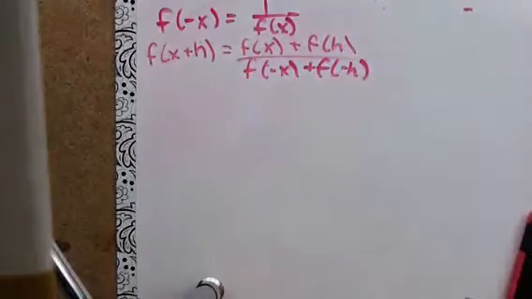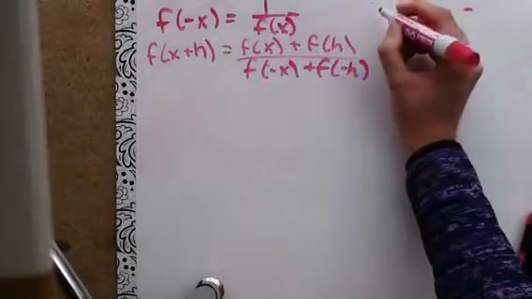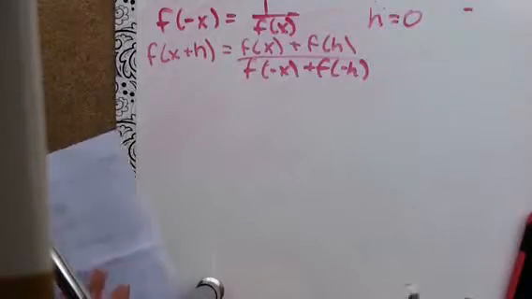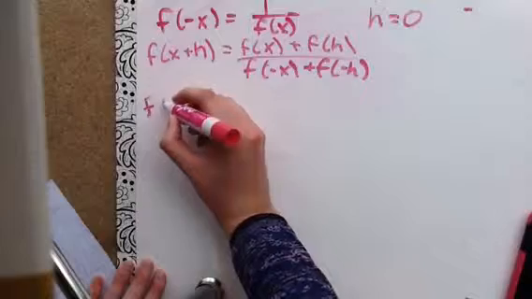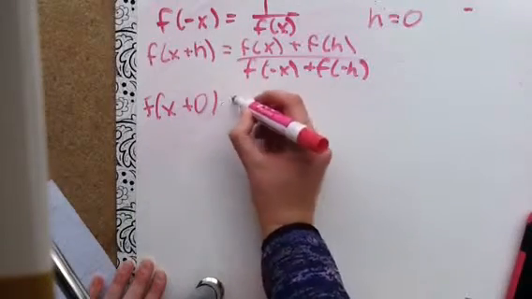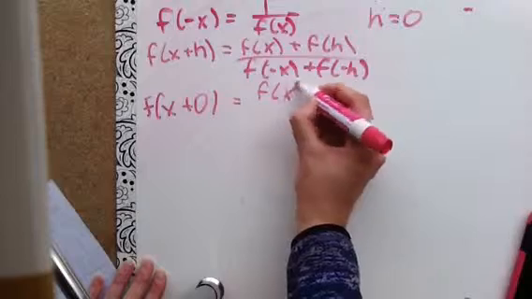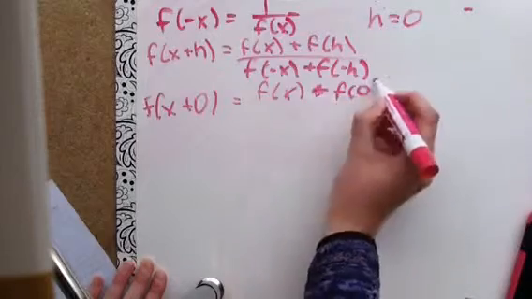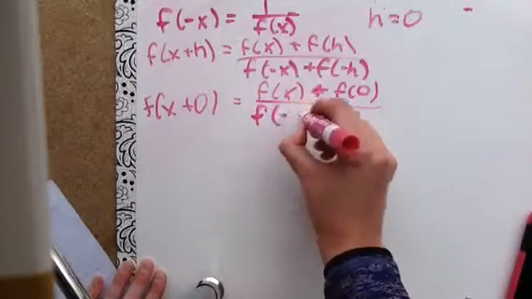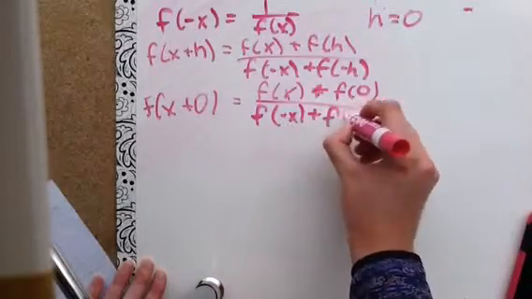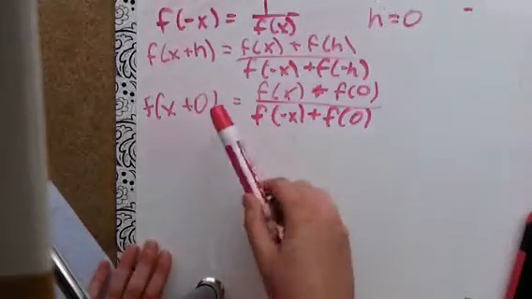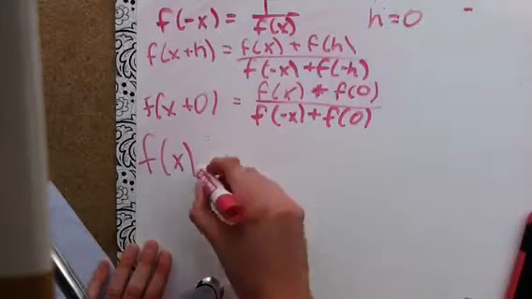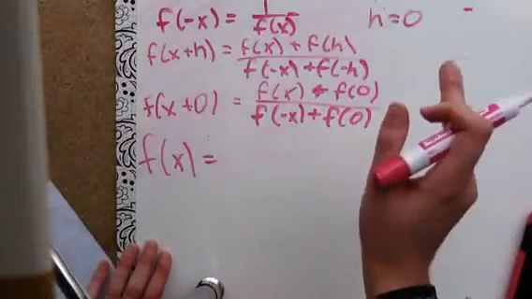Negative h. Alright, there we go. And here we're going to let just h equal 0. Now let's plug in all the zeros for h. x plus 0 equals f of... oops, it's supposed to be a plus sign. My bad. f of 0. See, x plus 0 equals x.